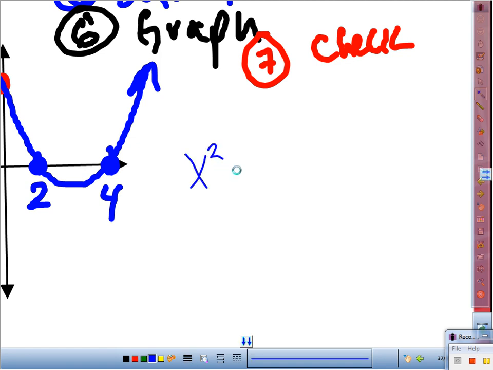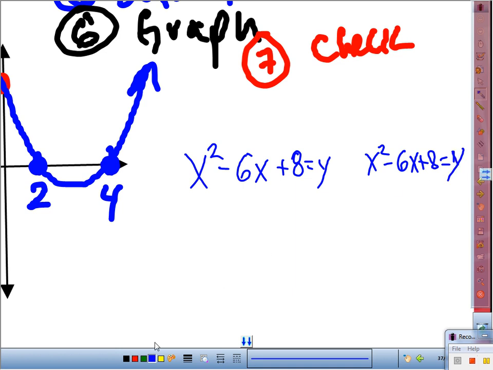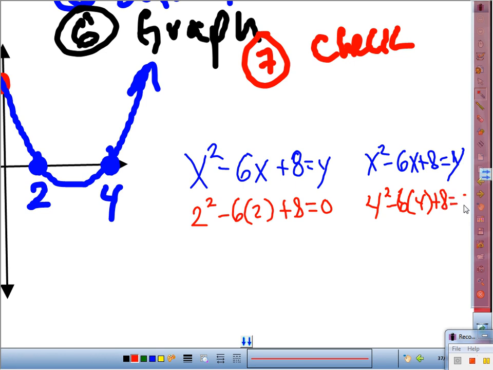X squared minus 6x plus 8 equals y. X squared minus 6x plus 8 equals y. Why do I write it twice? There's two solutions. What is the first value that I'm going to substitute in here? 2 squared minus 6 times 2 plus 8. And when the solution is the x-intercept, what is the value of y? 0. That is correct. What do I substitute for this one? 4 squared minus 6 times 4 plus 8 equal to 0.